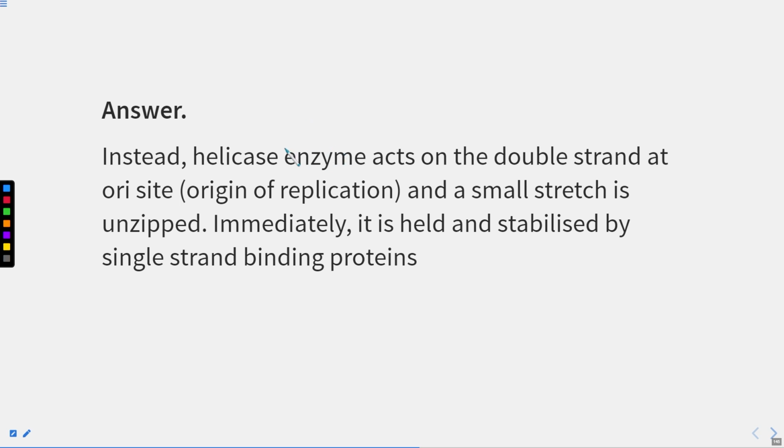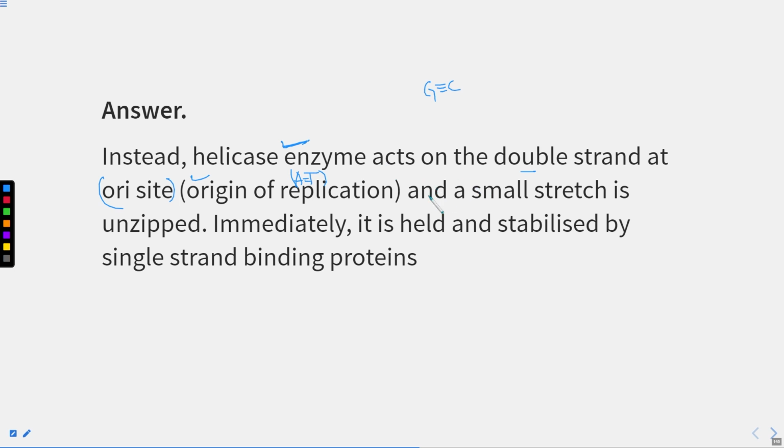Now, the helicase enzyme acts on the double strand, where it acts on the ORI site, meaning origin of replication. So this you have to remember. Helicase enzyme acts on the origin of replication, which is AT rich. Why is it AT rich? Because A and T pair up using 2 hydrogen bonds, whereas G and C pair up with each other with the help of 3 hydrogen bonds. So ori is usually AT rich, so it is easy to break these bonds.